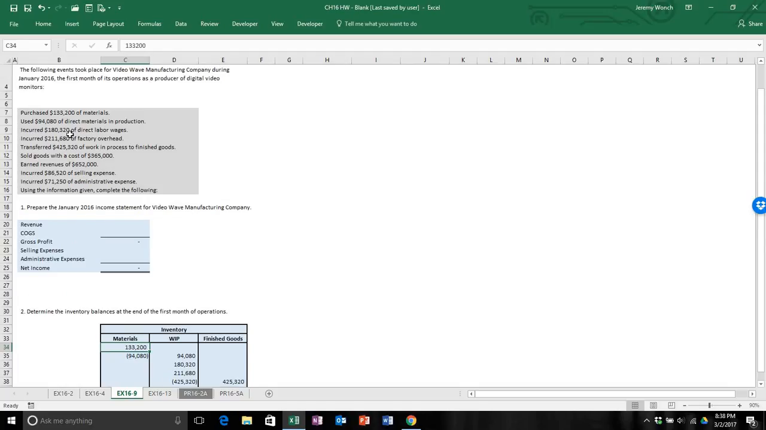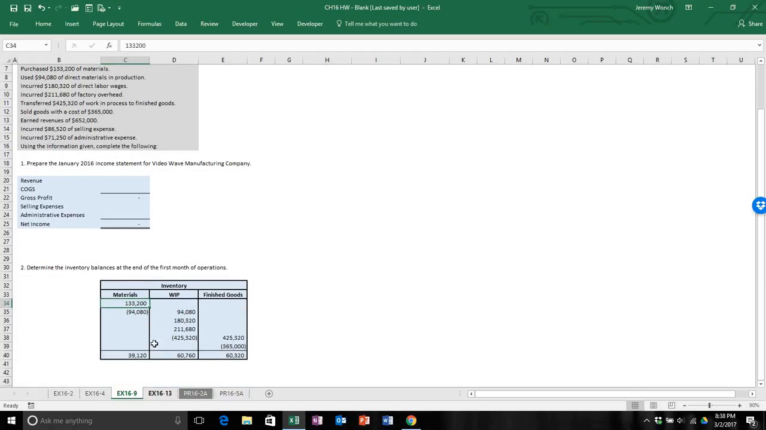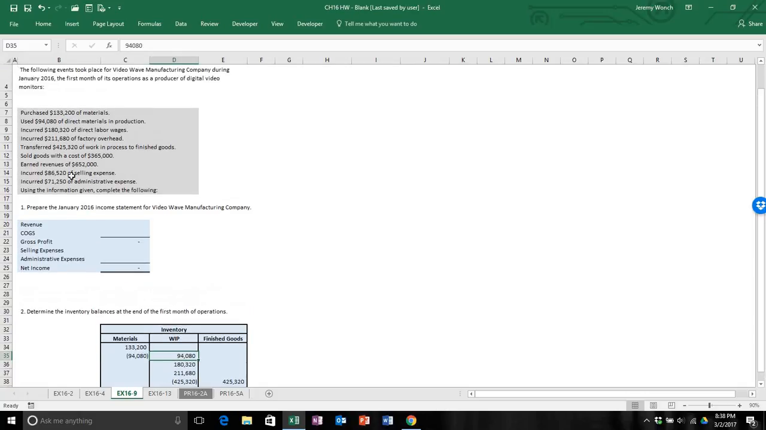So the next one is we used 94,000 of direct materials. So now when we use materials, we're going to take it out of our materials inventory, and then we're going to bring it over to our work in process inventory. So out of materials into work in process.